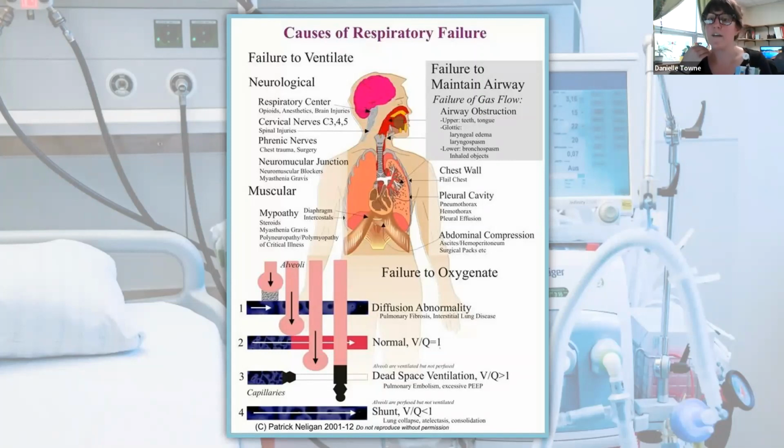When determining how to appropriately ventilate our newly intubated patient, we need to ask ourselves, is this patient failing to ventilate, or is this patient failing to oxygenate? Because we've taken care of the other problems, right? Failure to maintain the airway, we took care of that with the intubation. Or expected clinical course, again, we're taking care of that with the intubation. So it really comes down to determining which of the two other things we are trying to fix: a ventilation problem or an oxygenation problem.